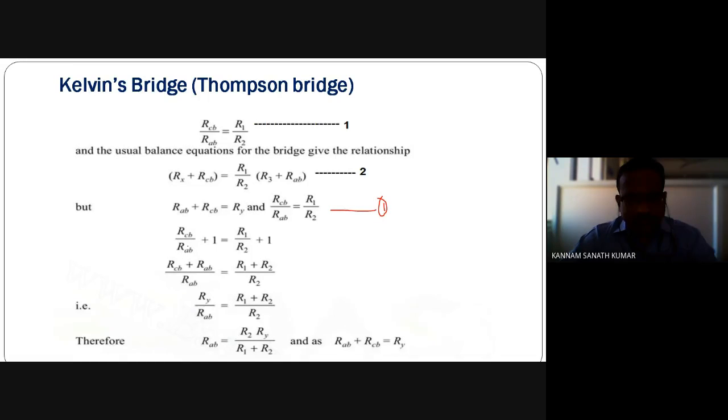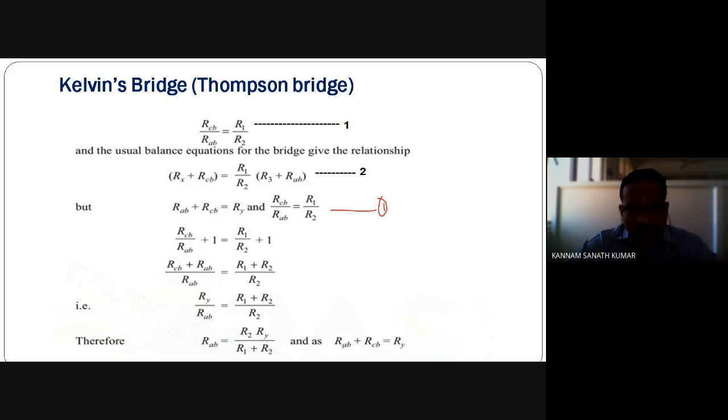Now, for RCB by RAB, you have to add 1 to both sides. So RCB by RAB plus 1 equals R1 by R2 plus 1. Take LCM: RCB plus RAB by RAB equals R1 plus R2 by R2. But RCB plus RAB equals Ry. So Ry by RAB equals R1 plus R2 by R2. So from here, RAB equals R2 into Ry by R1 plus R2.